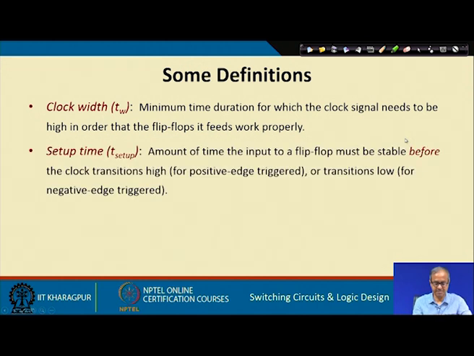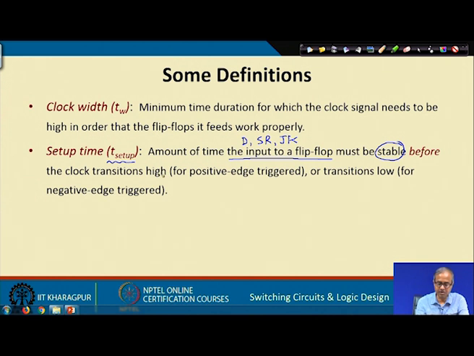Then we have something very important, called setup time. I shall be giving some examples later, but let us look at the definition. We designate the setup time by T setup. This is defined as the amount of time the input to a flip flop, which can be a D input for a D flip flop, S and R input for an SR flip flop, J and K for a JK flip flop, and so on, must be applied and must be held stable before the clock transition comes.